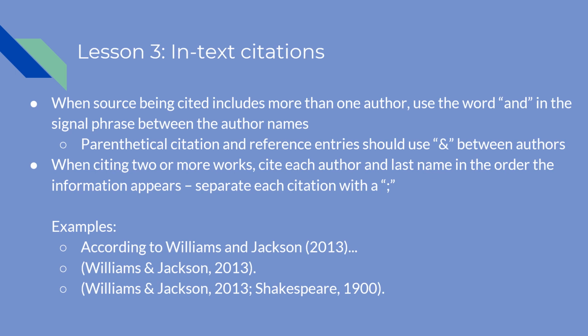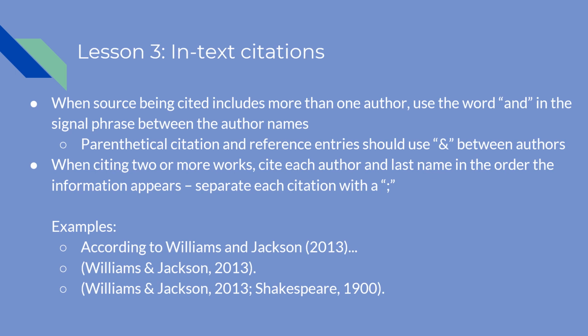The first example is what it would look like if you used the authors in the signal phrase of the sentence. You can see that it's the word and instead of an ampersand. And you can also see that the year goes with the authors. So that's important to note that the year and authors always go together. So if you're using the authors in the signal phrase, the year should go next to that in parentheses.